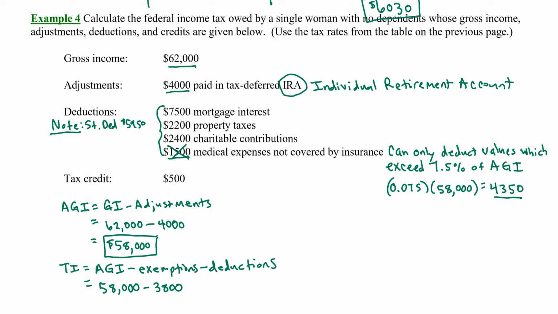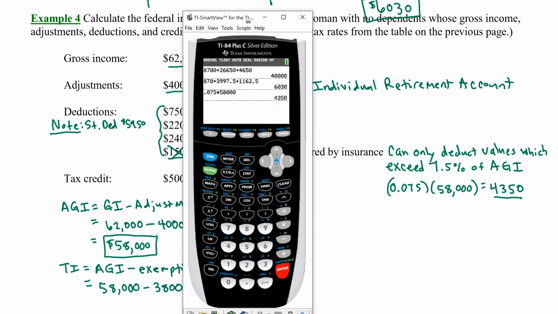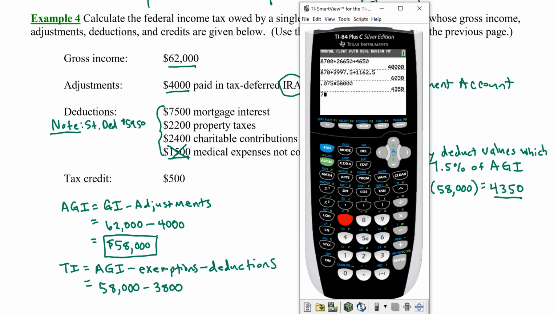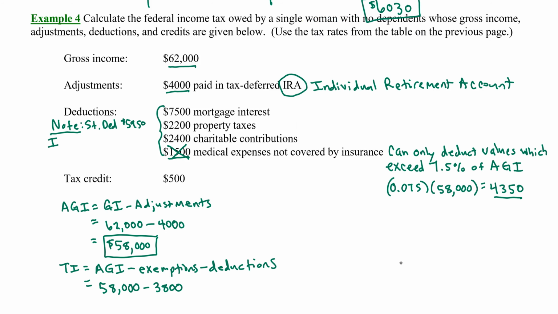Okay, let's sum what's left of her itemized deductions. So we're going to add her $7,500 in mortgage interest, $2,200 in property taxes, and $2,400 in charitable contributions. That sums up to be $12,100. So her itemized deductions are $12,100. That exceeds the standard deduction, so that's the number that we want to subtract.